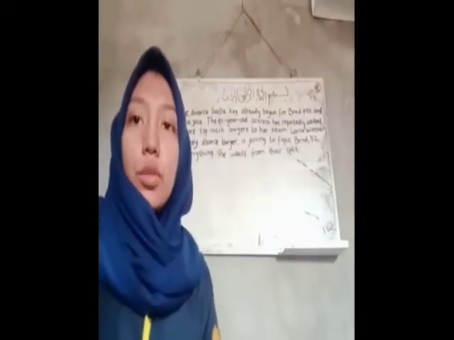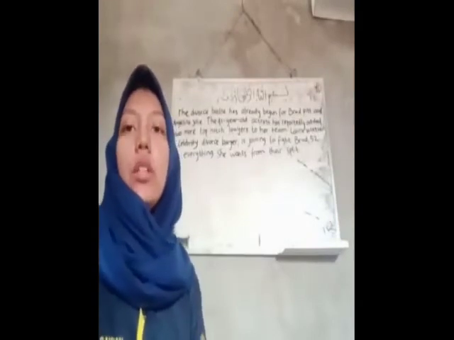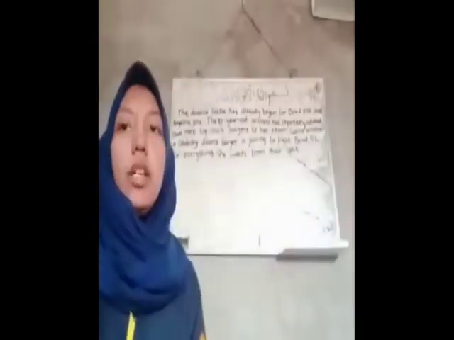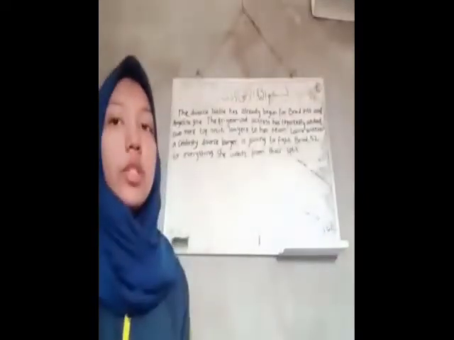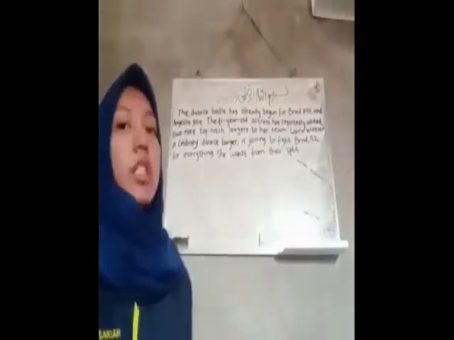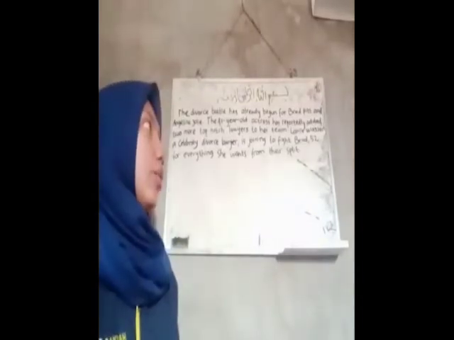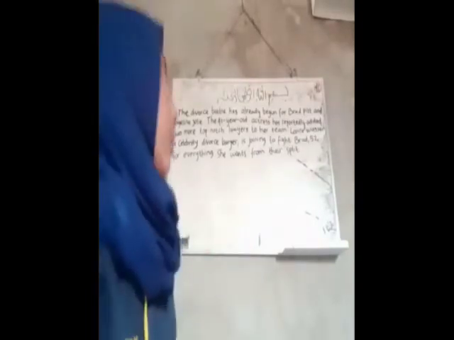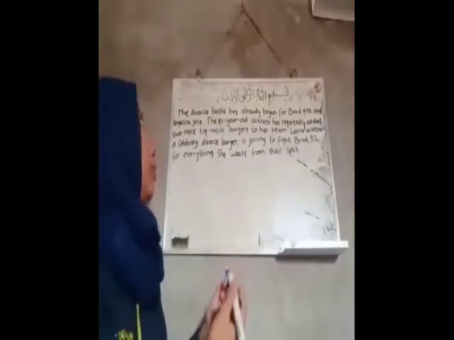Okay, everyone. So right here, I'm going to explain to you all how to analyze sentence patterns in a text. As you can see, there is a text which consists of three sentences, and each sentence carries its own theme and also rheme. So let's take a look at the sentence pattern that is used to develop this text. Here in the first sentence: The divorce battle has already begun for Brad Pitt and Angelina Jolie.